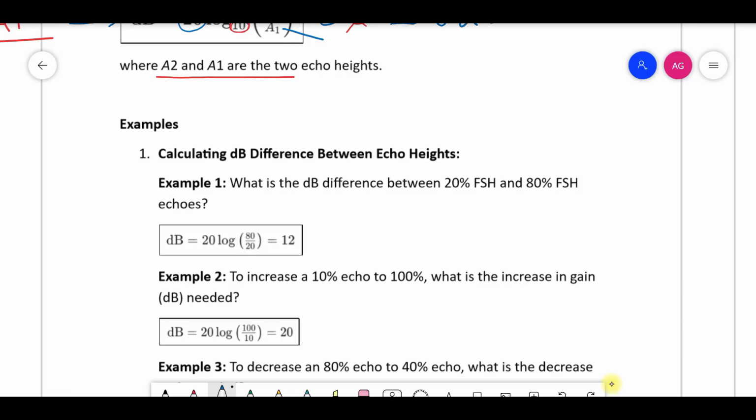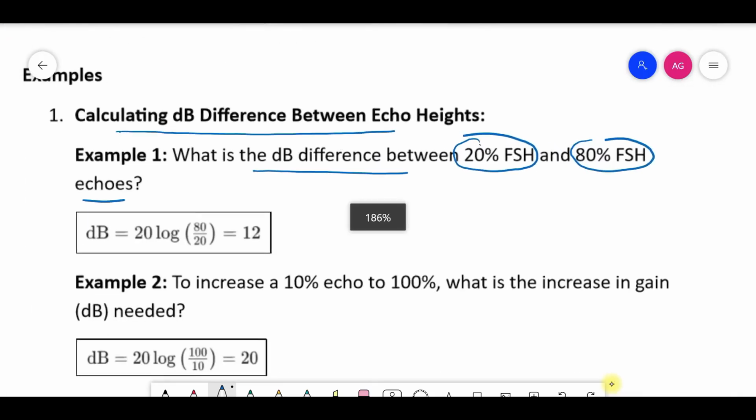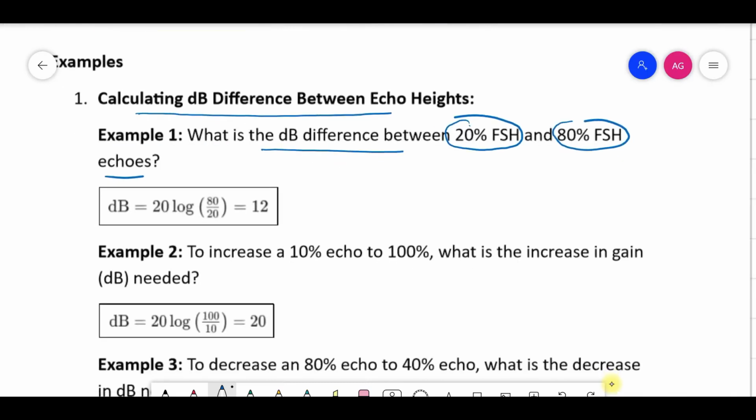So see, the first one is to calculate the dB difference between two heights. Like the first example: what is the dB difference between a 20% full screen height echo and an 80% full screen height echo? So two echoes are given. You have to find their dB difference. One is 20% full screen height and the other is 80% FSH. Height here means full screen. So in comparison to full screen height, one is 20% and this one is 80%. Simply two amplitudes are given here. You have to assume this is A1 and this is A2.